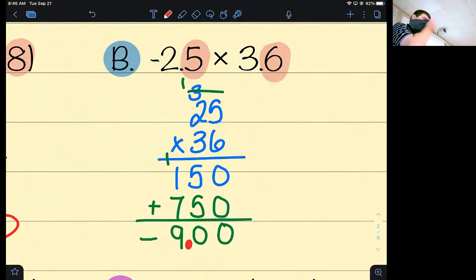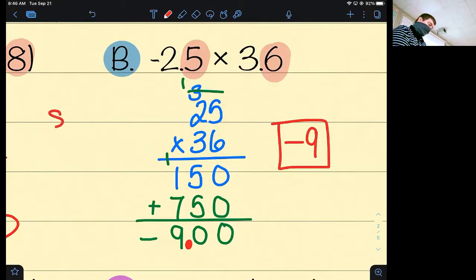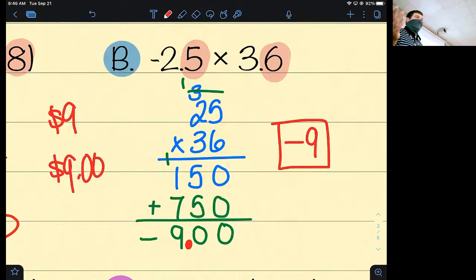Now, if you left your answer like that, I would accept it. However, these zeros are no longer important to us because they're at the end of the problem after the decimal. And so I could just write this as negative 9. It'd be like the equivalent of someone saying something costs $9 or $9.00. It's the same. And so I can just say it's negative 9 instead of making it negative 9.00.